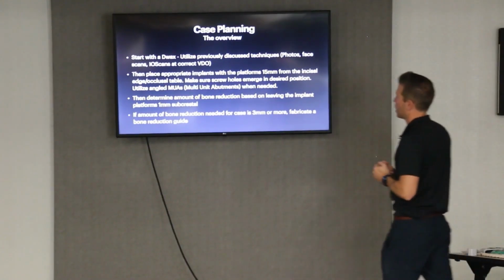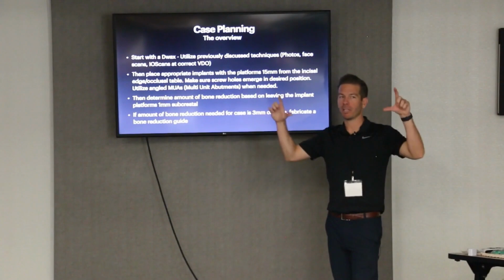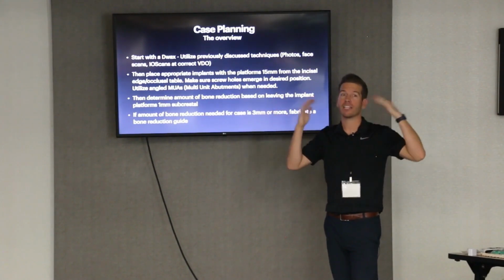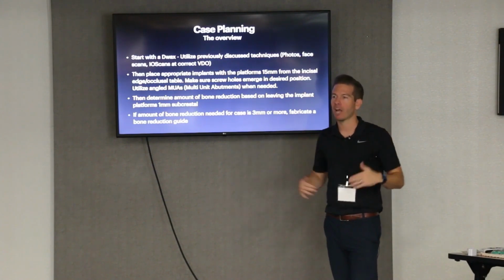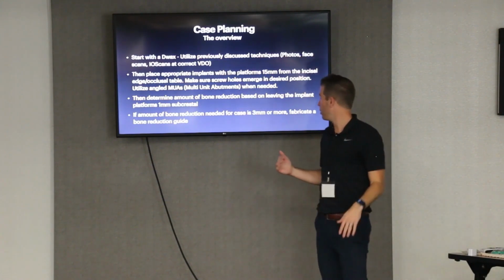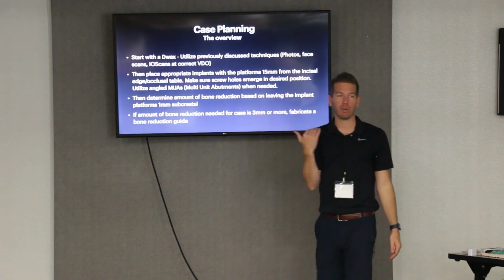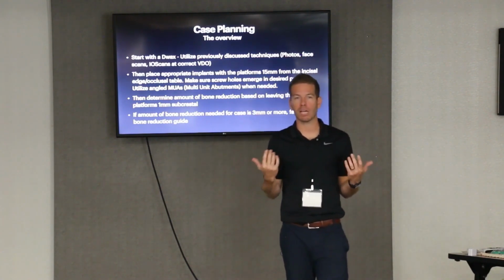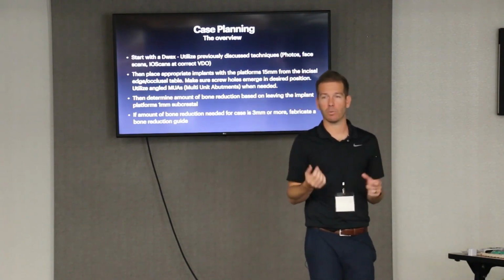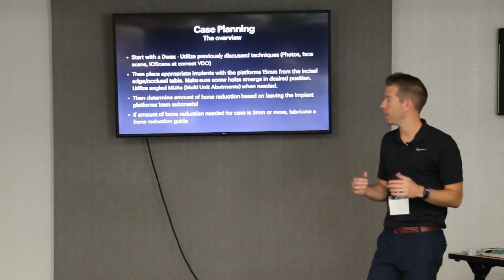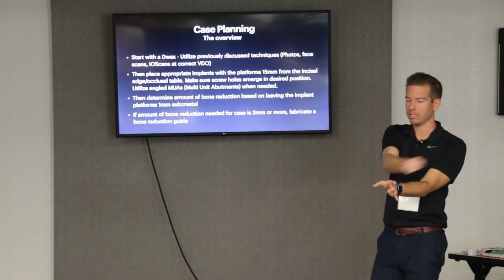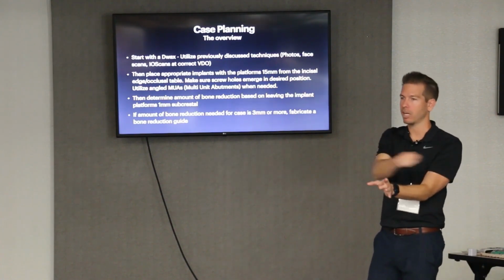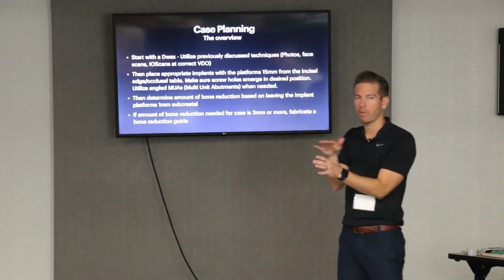And then if you plan those implants where they need to be and they're way subcrestal, way deep in the bone, now you're thinking, okay, I'm going to have to reduce some bone. If you're going to have to reduce a lot of bone, 3+ millimeters, sometimes you can use a bone reduction guide if you want to be really accurate. You can build a guide to snap on and actually take your burr, whatever your burr of choice is, and go right across the plane of that bone reduction guide if you really want to get it right where it's at.